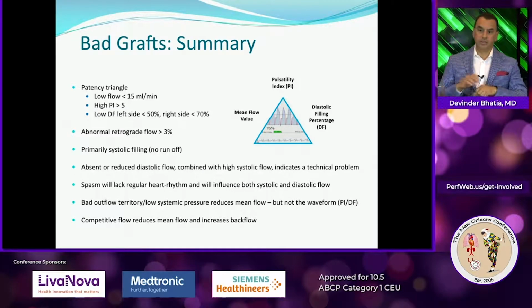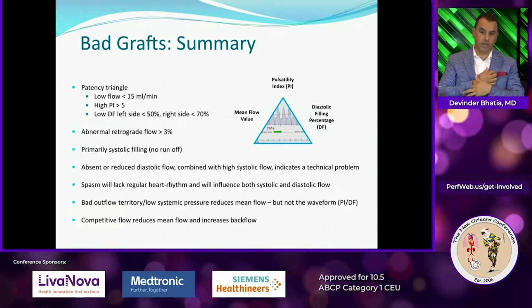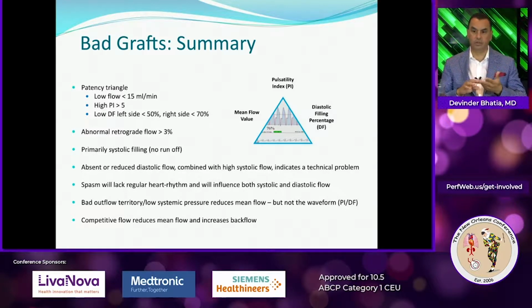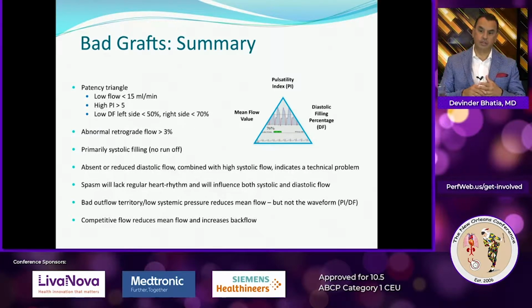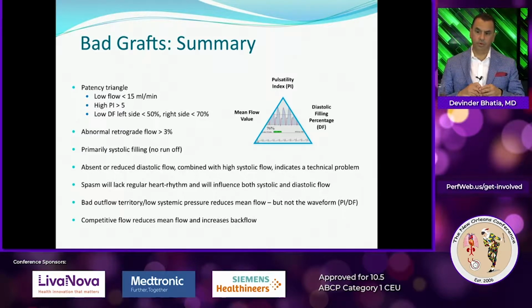So to summarize bad graft analysis, you see low flows, high pulsatility index, and diastolic fillings that are less than 50%. If you see abnormal retrograde flow, again, that could be a kinked graft, that could be competitive flow. Primary systolic filling, meaning that you have no runoff, absent or reduced diastolic flow combined with high systolic flow, also indicates a technical problem. Spasm, if you have arterial spasm in a graft, what would you do with that?